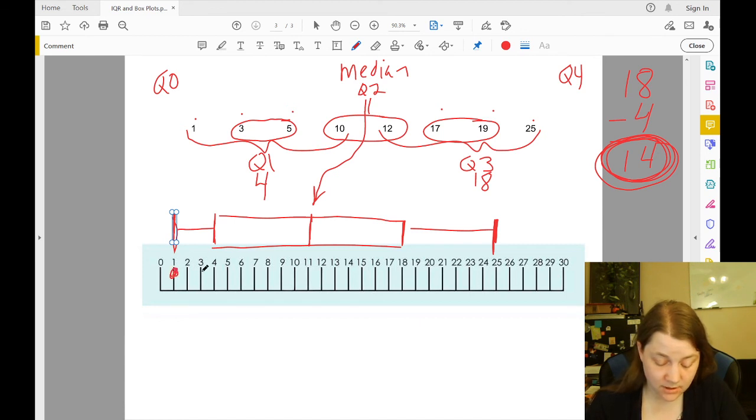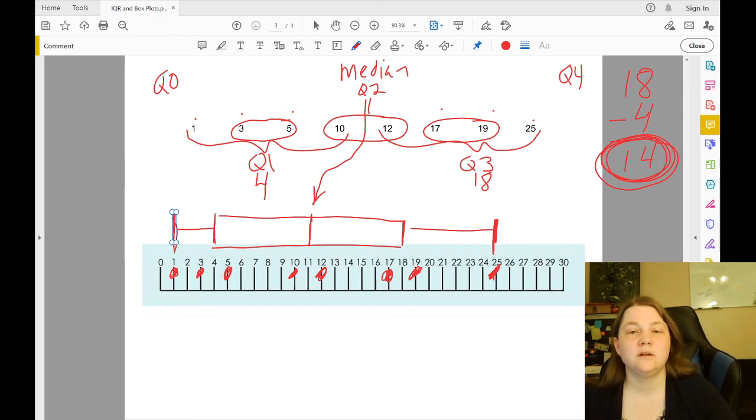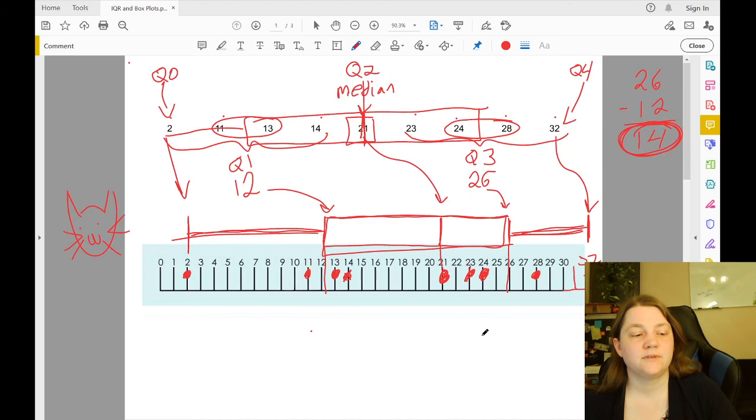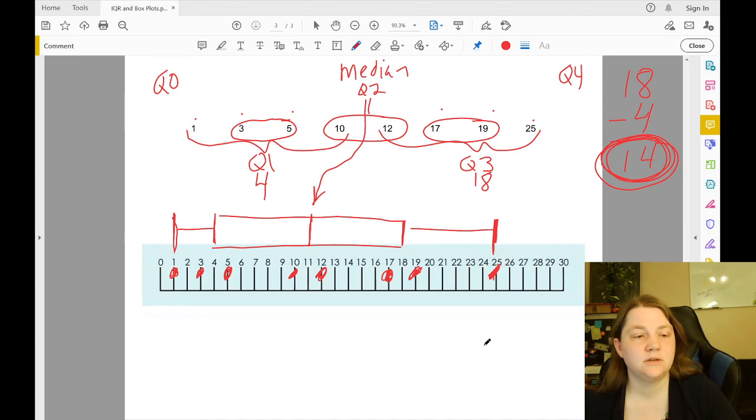So we have 1, 3, 5, 10, 12, 17, 19, and 25. 11 does not count because 11 was not in the numbers. 11 just shows you where the median is. And you can see how the numbers are distributed along here. Take a look at the different box and whisker plots to see how the data is distributed.